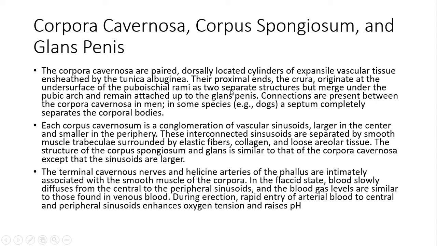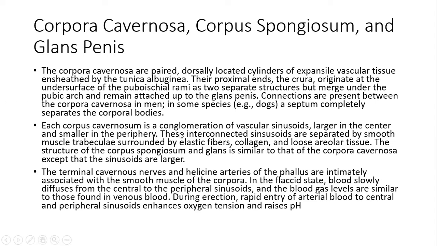The two cylinders are interconnected in males, in human beings. As written here, in some species, like dogs, the septum completely separates the corporal bodies. Actually, the interconnection is necessary to facilitate the diffusion of blood from one part to another. So in case of any organic lesions of the corpora cavernosa on one side, it will still be well supplied by shunting of blood from one side to another.